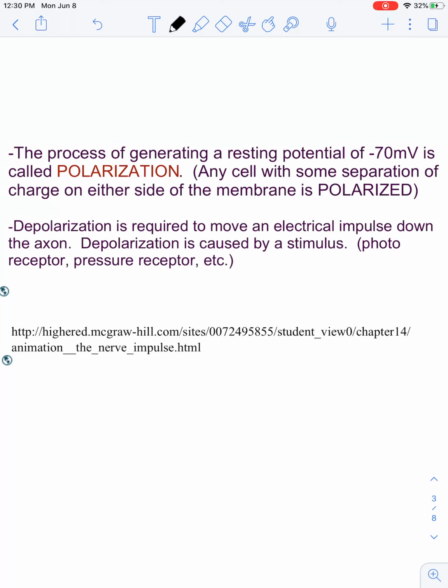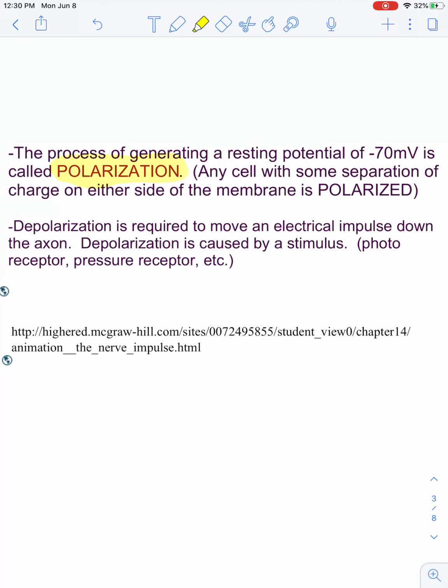The process of generating a resting potential is called polarization. So when it is sitting at negative 70, it is polarized. And obviously it goes away from negative 70 when we conduct electricity through there, and then it has to go back to negative 70. The process of going back to its norm, which is negative 70, is called repolarization. Any cell with some separation of charge on either side of a membrane is polarized. So we have differences in charge inside the cell and outside.